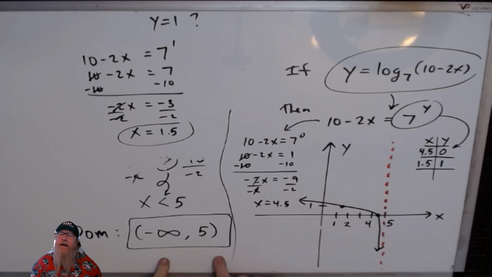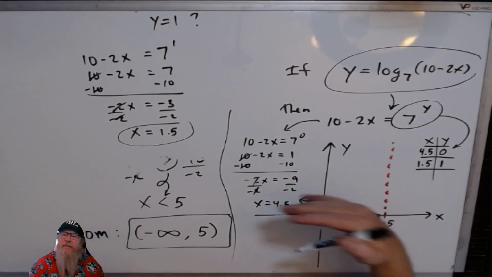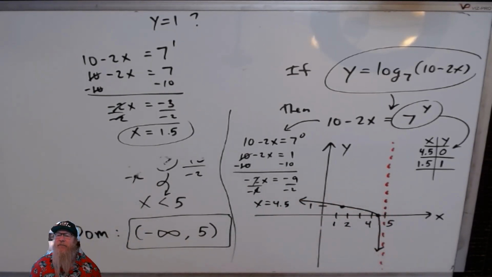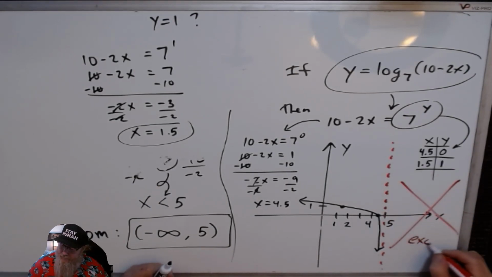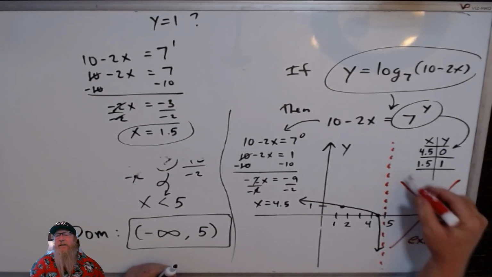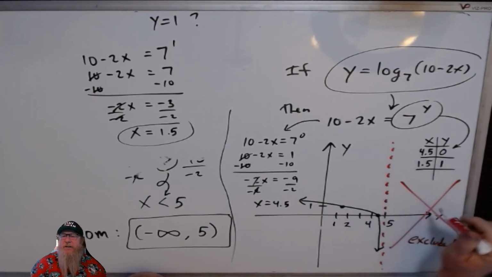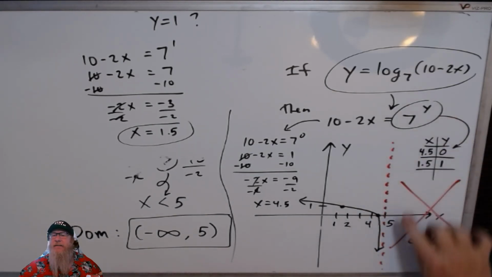And then it has the domain. So the domain should corroborate the evidence that the graph is less than 5. There is no graph over here. Yeah, this is all excluded. It's like this whole region over here just doesn't even exist. The world ends right at this dotted line here.